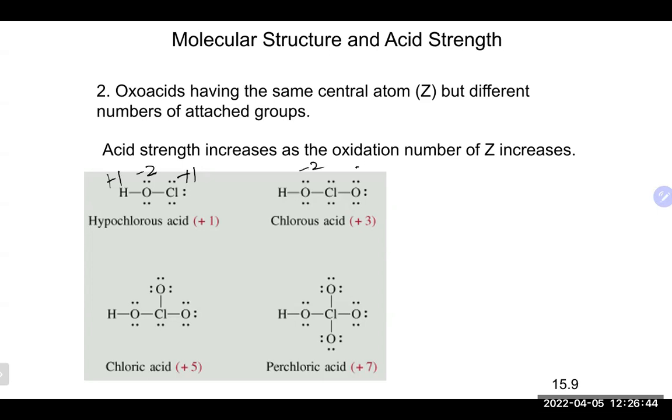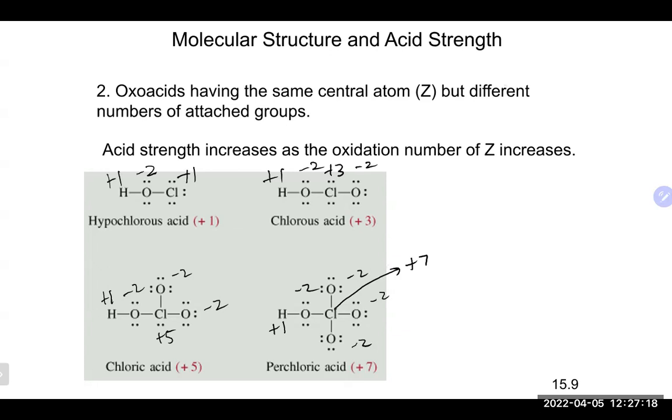Oxygen is -2, -2, and +1 for the hydrogen. That's -4 and +1 is -3, which is how the chlorine gets to a +3 here. This is the one we just did: -2, -2, -2, and +1 gets us to +5. And on this last one here, -2, -2, -2, and -2, that's -8, +1 for the hydrogen is -7. To balance it out here, the chlorine would end up with a +7 oxidation state.